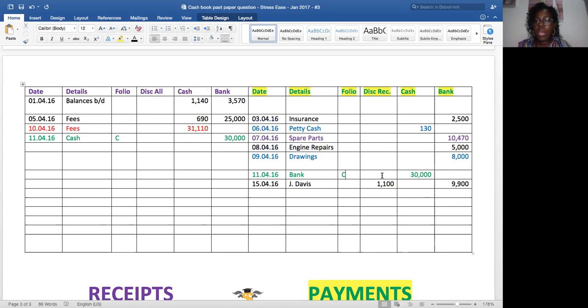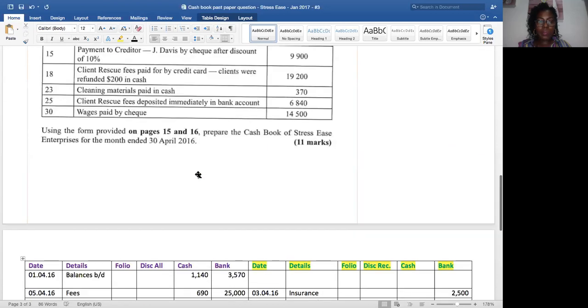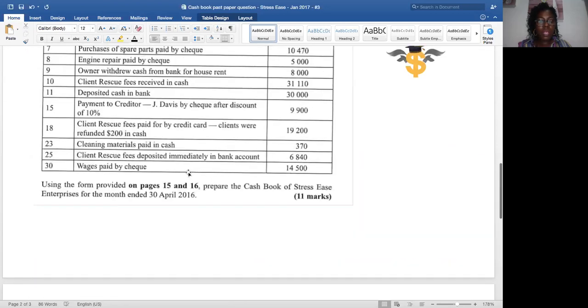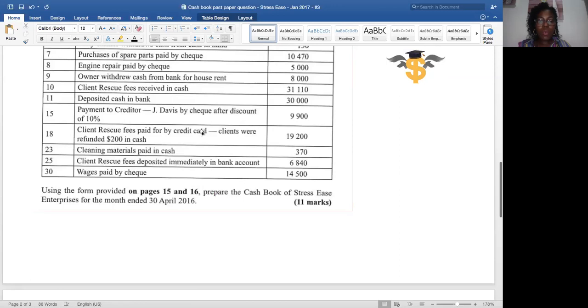15th of April, you have your discount received. All right, remember they told us that because we got a 10% discount, that discount has to go under your discount received column, and the amount that we paid has to go under the bank column, because in this instance we paid by check. Client rescue fees paid for. So we receive client rescue fees. The wording is a bit confusing. But once you do enough past paper questions, you're going to get accustomed to the way they word their questions.